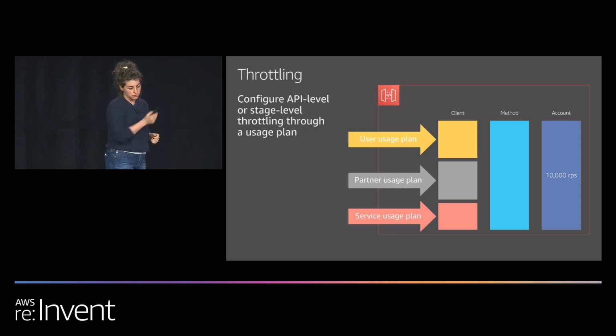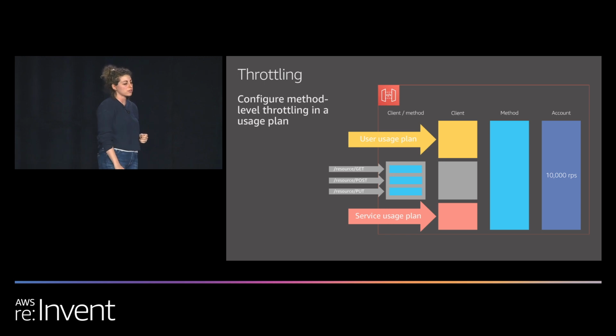You can also throttle at the method level for a usage plan. So now in this example, we have the same user plan that's throttled at the API level or the stage level, the same service usage plan, but we have 3 calls in the partner usage plan, and we're going to throttle the get because we're just getting hammered for whatever reason on that get. Partners are just overusing it. I don't know why. So then you can throttle method specific for that usage plan.